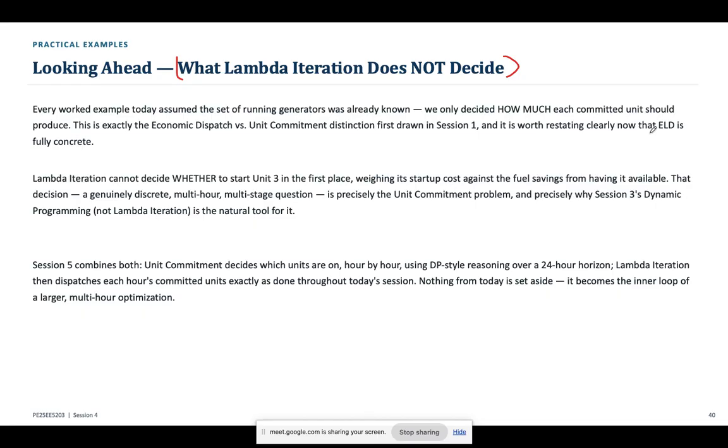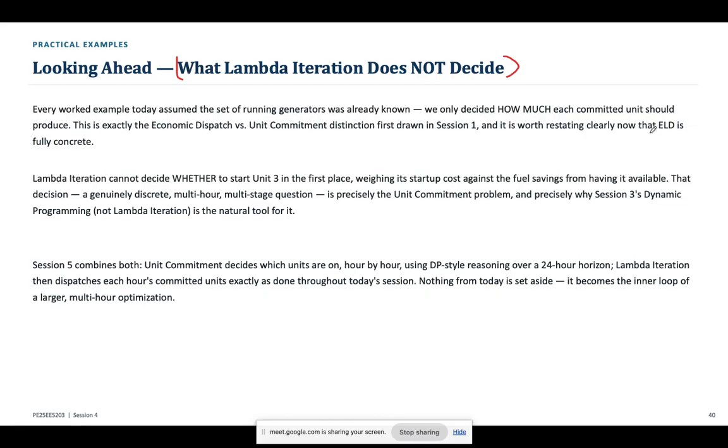When I was trying to give an example of unit 3, if it has a high starting cost and a low marginal cost, and at some interval I want to start it, it may not be economical to start, even though once it is running it would be one of the cheapest generators. A simple single period lambda iteration calculation cannot represent that startup decision because startup cost and on and off status are discrete and time coupled. So unit commitment sits at the next level of the problem.